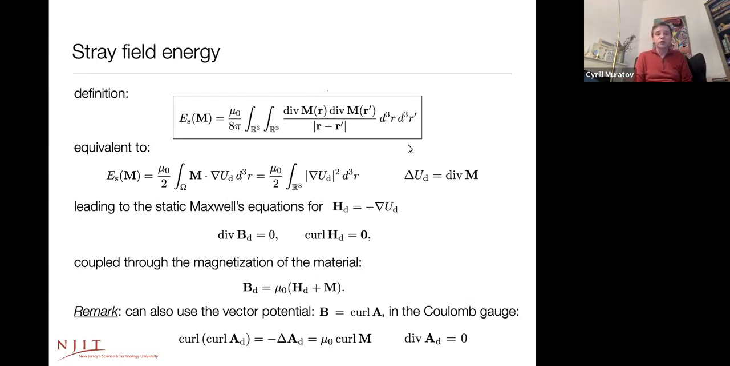And then one could use this definition and properties of the Coulombic kernel to express the stray field energy as an integral over the magnetic field squared, expressed through the magnetostatic potential. This formulation leads to the basic static Maxwell's equations with the constitutive relationship between the magnetic field B and the magnetic field strength H. And let me mention that there is an alternative way to formulate the energy, and that is to introduce a vector potential whose curl is B. The vector potential can then be similarly expressed in terms of curl M in the Coulomb gauge.